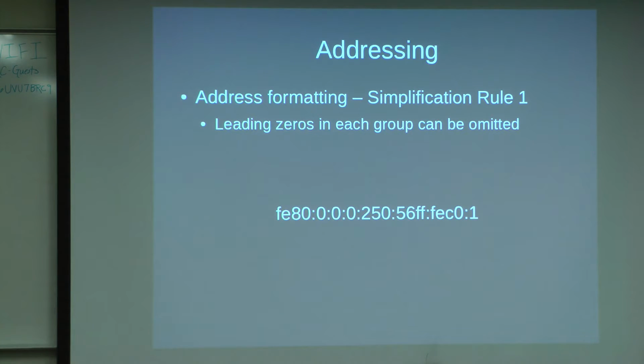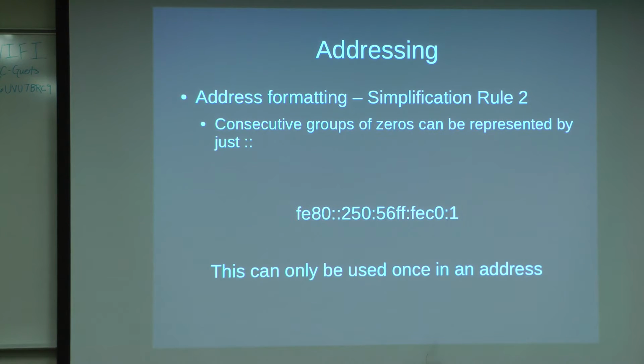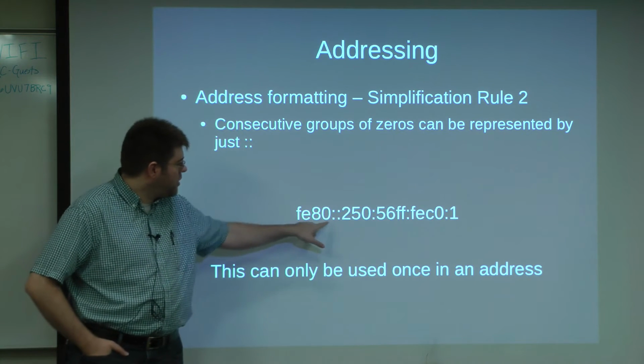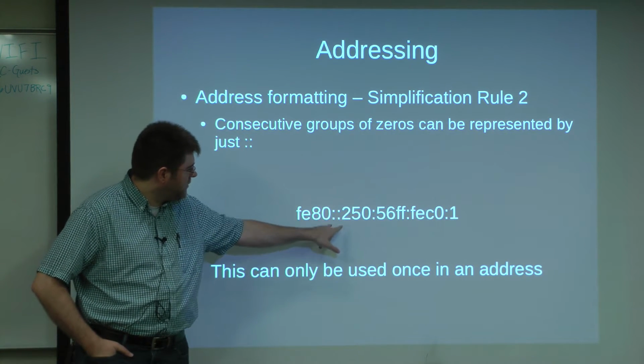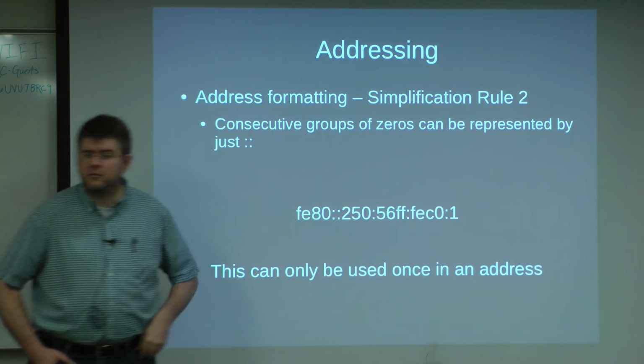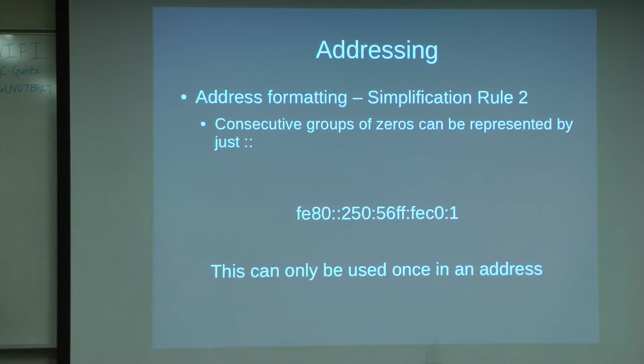The second rule is that successive groups of zeros can be consolidated to just a double colon. So for example, right here, we had 3 groups of zeros in a row. They were just dropped to just some colons. But this particular shortening can only be used once in an address. So if you had 2 spots where you had groups of zeros, you could only do it for one of them. Specifically, I think you have to do it for the first one.